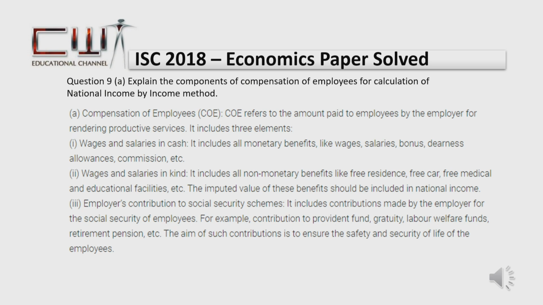The employer's contribution to social security schemes is also included under COE. It includes contributions made by the employer for the social security of the employees. For example, contribution to provident funds, gratuity, labor welfare funds, retirement pension, etc. The aim of such contributions is to ensure the safety and security of the life of employees.